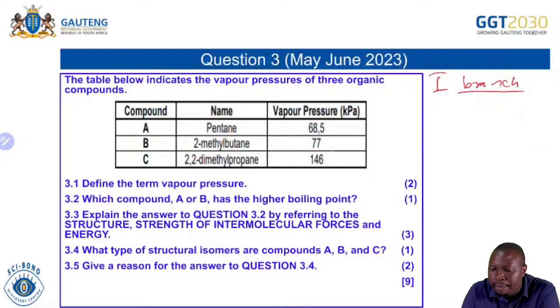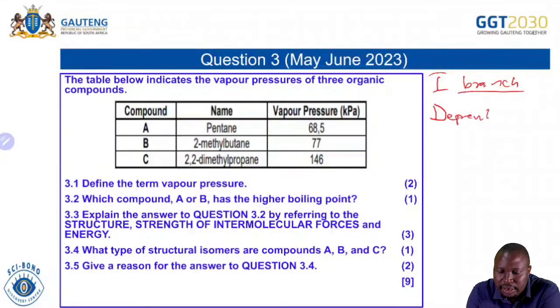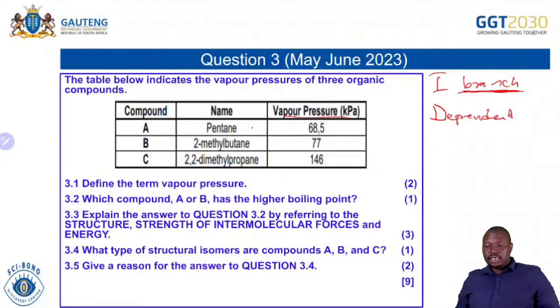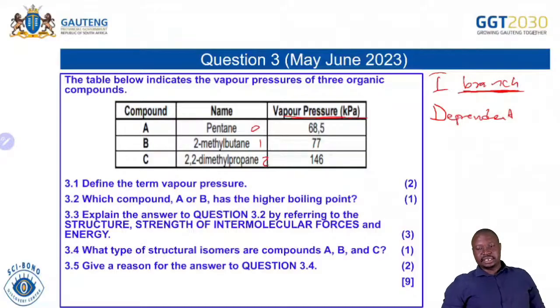And then we're given the vapor pressure. What are we measuring? Your dependent variable. Remember, you must know your variables to say what we measure is the dependent variable. What is our dependent variable here? It is vapor pressure. What are we changing? We're changing the number of branches. So we have 0 branch, 1 branch, and 2 branches. We can ask you to explain the trends, to say, as the number of branches increases, what happens to the vapor pressure? You can see as the number of branches increases, the vapor pressure increases.